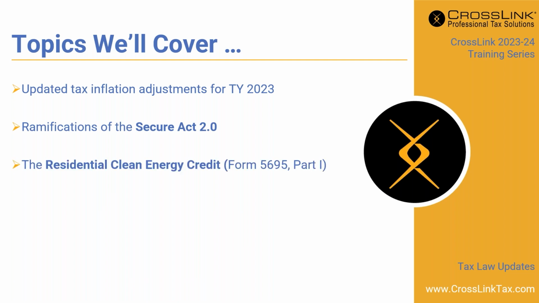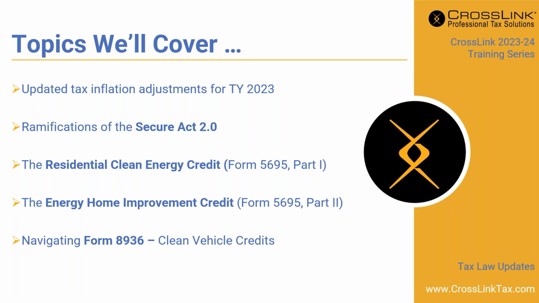After that, we'll talk about the Residential Clean Energy Credit, which is Form 5695 Part 1. We'll also talk about the Energy and Home Improvement Credit, which is Form 5695 Part 2. We'll take some time talking about navigating Form 8936, which is becoming more and more relevant.